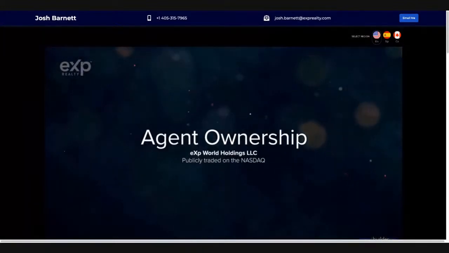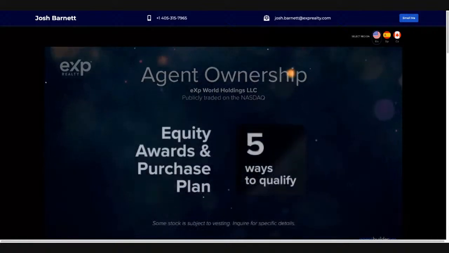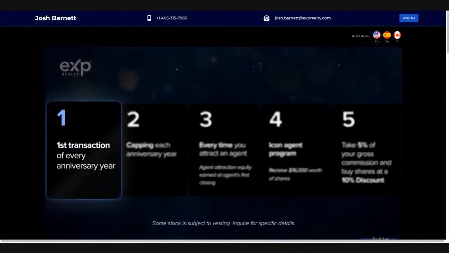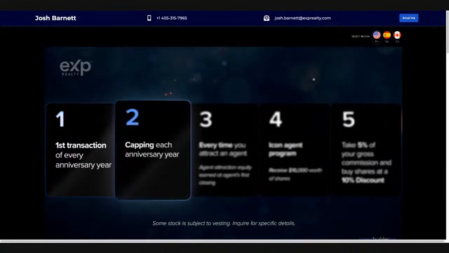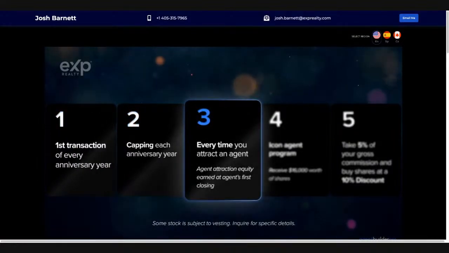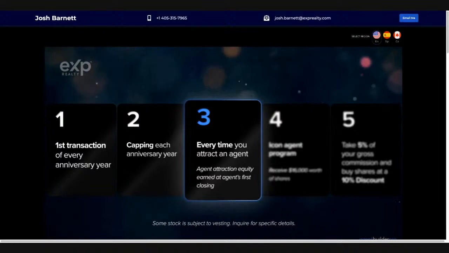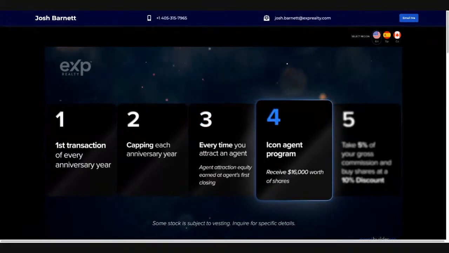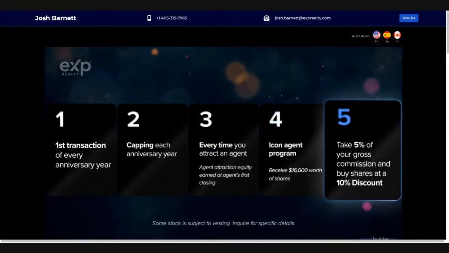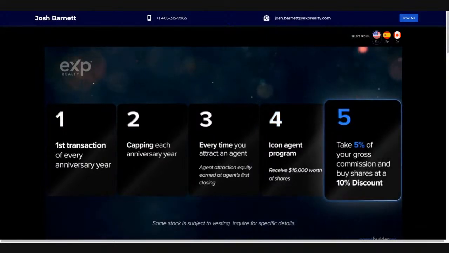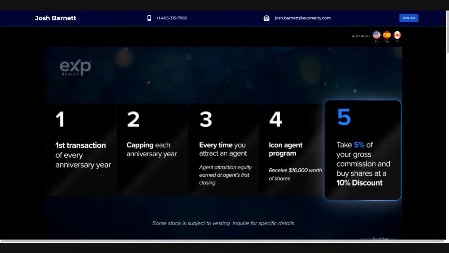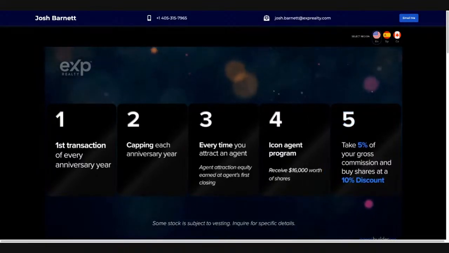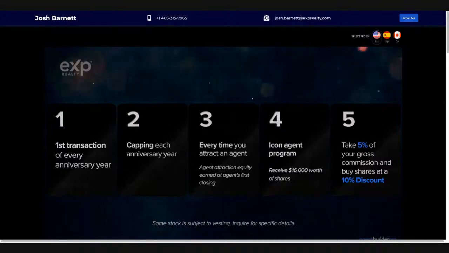Every agent at eXp has the opportunity to become a shareholder in eXp World Holdings. Earn equity awards for closing your first transaction each year, capping each year, and every time an agent you attracted joins eXp and does their first transaction. Our agent equity program helps agents prepare for retirement. You can elect to take 5% of your gross commission per transaction and buy the company's stock at a 10% discount. Our ticker symbol is EXPI. Note that some stock awards are subject to vesting.